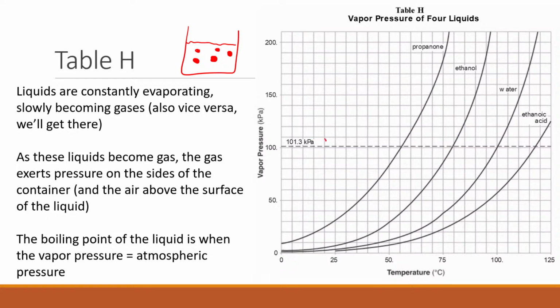So at sea level, water has a boiling point of 100 degrees Celsius. As we travel higher and higher into the mountains, as we get to less and less air pressure, the boiling point of water is going to decrease. It's going to be easier to boil the water.